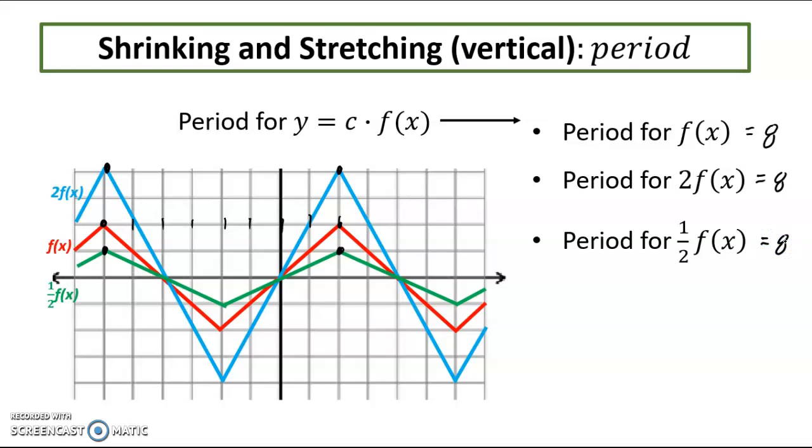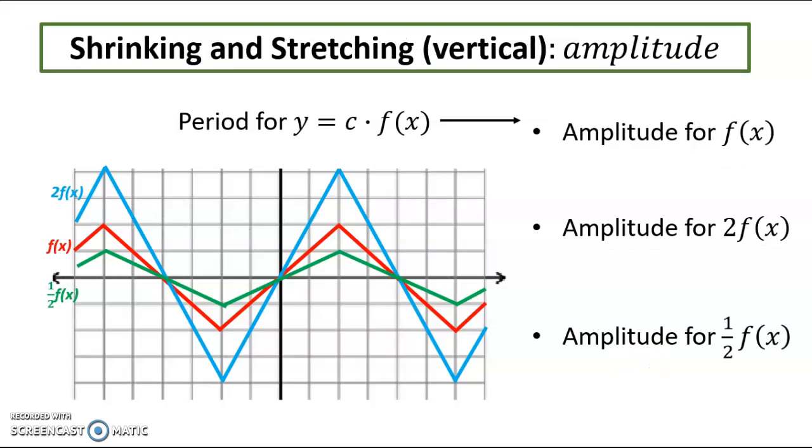And I have the notes all on one slide for you. So the period of a vertical stretch or shrink is unchanged. And that makes sense. Our period deals with our x values. If we're stretching and shrinking our y values, it shouldn't change anything on the x-axis. Now our amplitude, our height, this is the one that's going to change. So on my original function, my maximum is +2, my minimum is -2. So when I go to find the amplitude, max minus min divided by 2, I get a height of 2 units.